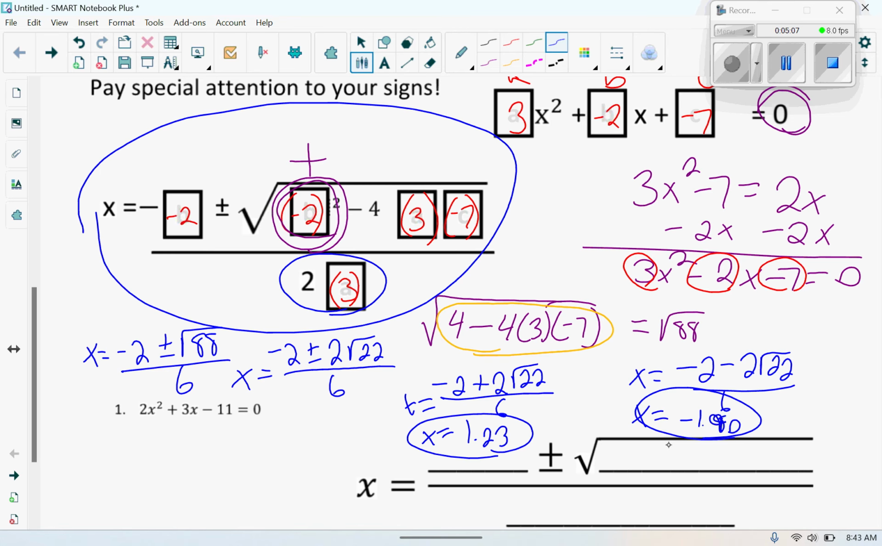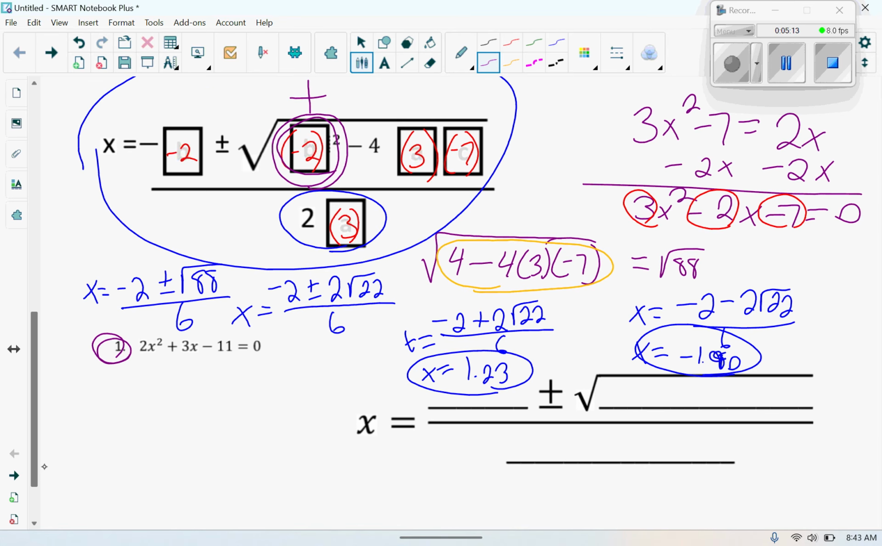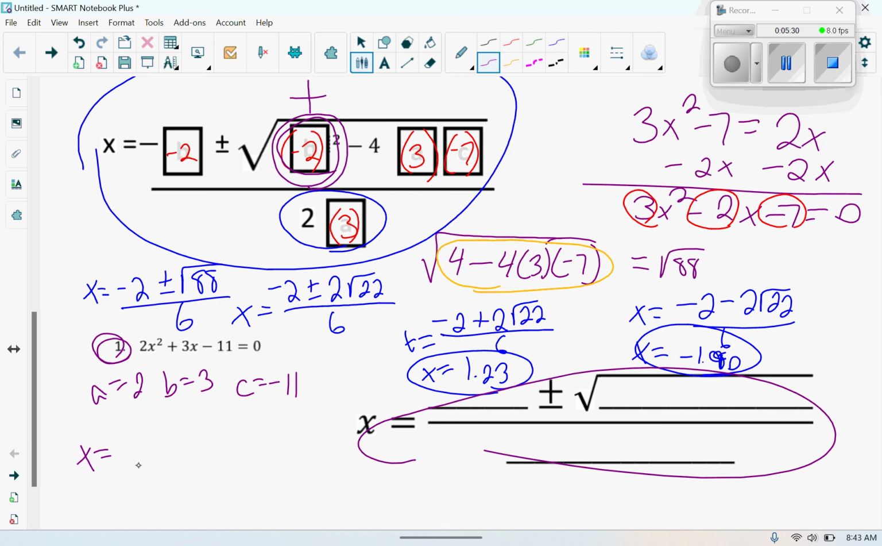Okay, we're going to go on to problem number 1. And so again, we're going to figure out what is A, what is B, what is C. So A is equal to 2, B is equal to 3, and C is equal to negative 11. And so I'm going to plug it in the formula, and I kind of have this set up for you.